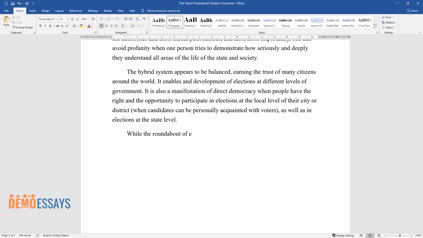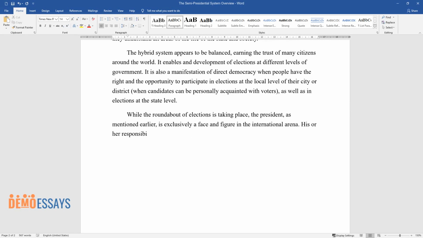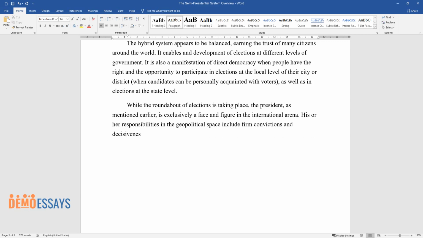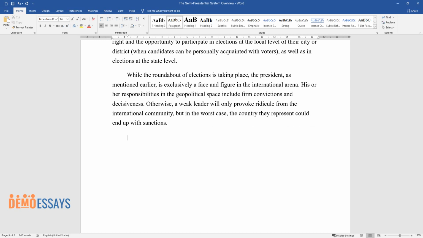While the roundabout of elections is taking place, the president, as mentioned earlier, is exclusively a face and figure in the international arena. His or her responsibilities in the geopolitical space include firm convictions and decisiveness. Otherwise, a weak leader will only provoke ridicule from the international community, but in the worst case, the country they represent could end up with sanctions.